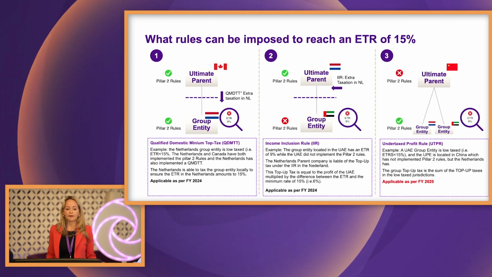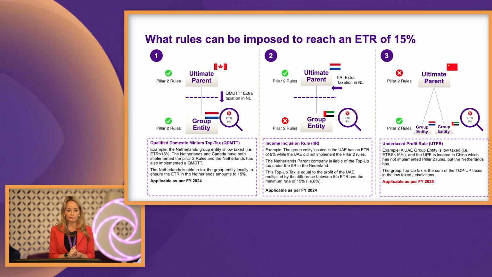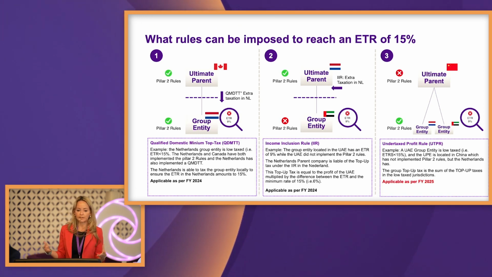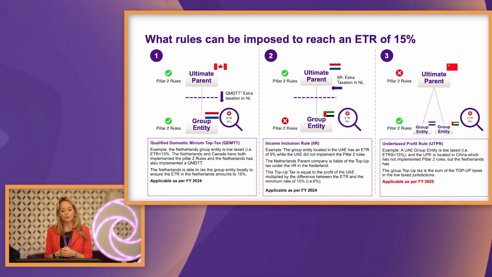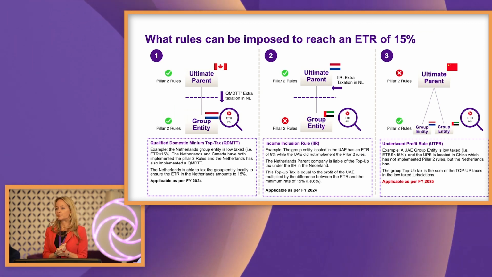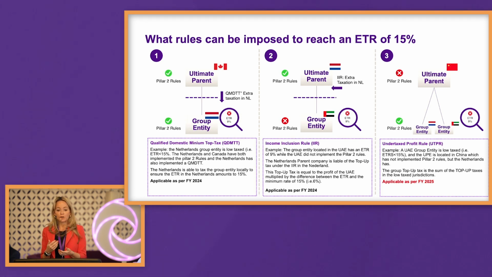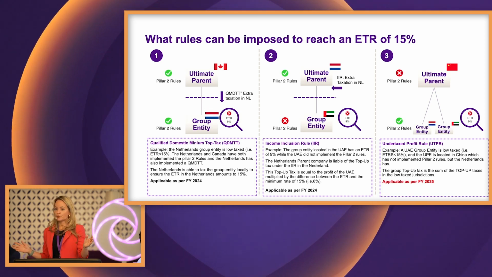Now, let's say you have an ultimate parent company situated in China. China hasn't implemented Pillar 2 as well. You still have your group entity in Dubai. And let's say Dubai didn't top up or increase their rate in 2025 yet, and is still at 9%. Then you would say, well, no QDMTT because Dubai doesn't introduce it. China doesn't have Pillar 2, so you're fine.